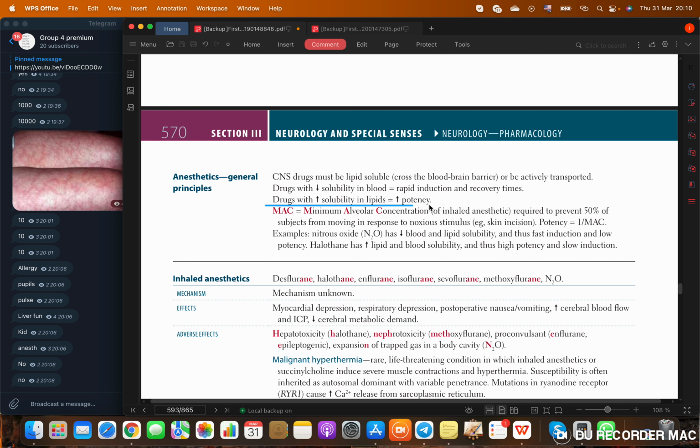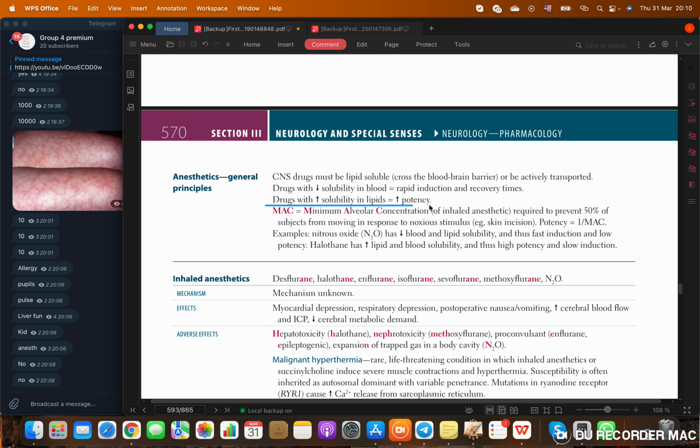Why rapid recovery? Because it will not be in the periphery for a long period of time. Drugs with increased solubility to lipids also have higher potency, which means they are much stronger. They will knock you out big time at lower dosages.